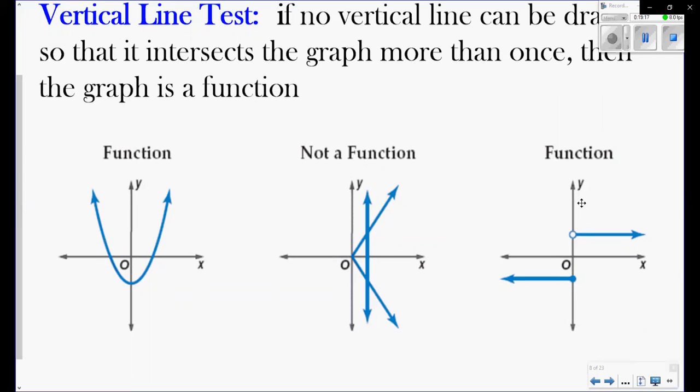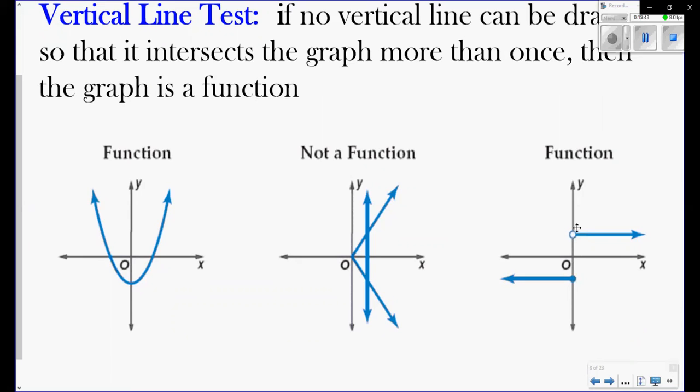This is a function. You have this vertical line, we use the y-axis in this case, passing through the point, and it hits it only once. You might think this is not a function because it hits this point and this point. But look at the circle. This one is not shaded, and this one is shaded.